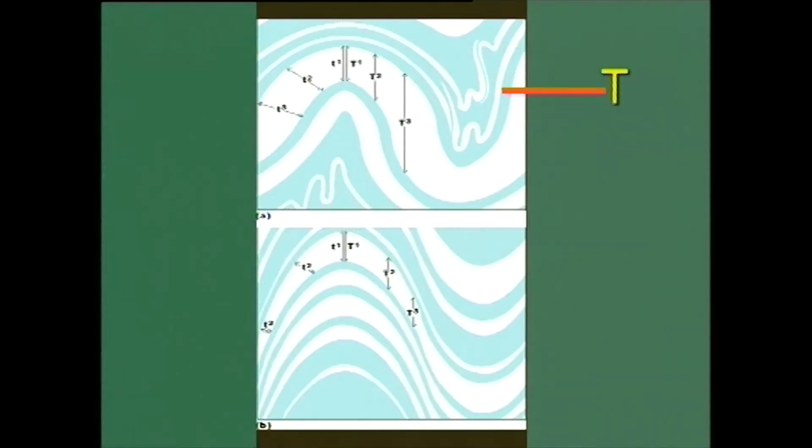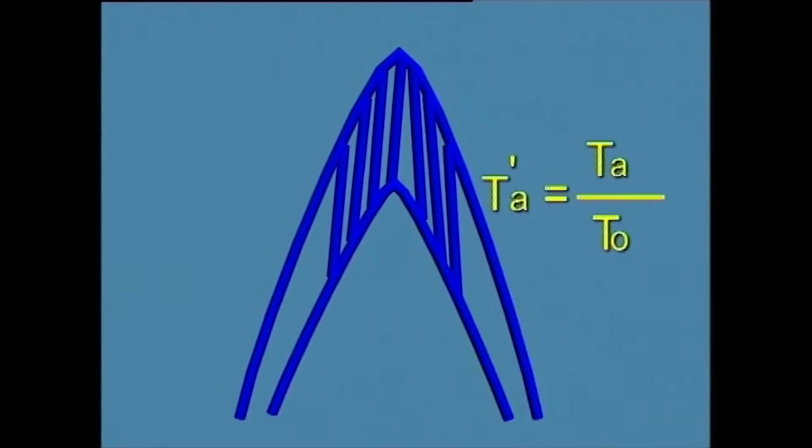Next parameter, the axial thickness, or thickness measured parallel to the axial trace on the profile section, also varies accordingly, and Ramsay proposed a graph showing this variation. He represented the axial thickness by capital T and also introduced a parameter capital T dash alpha, which he defined as capital T alpha by capital T0.